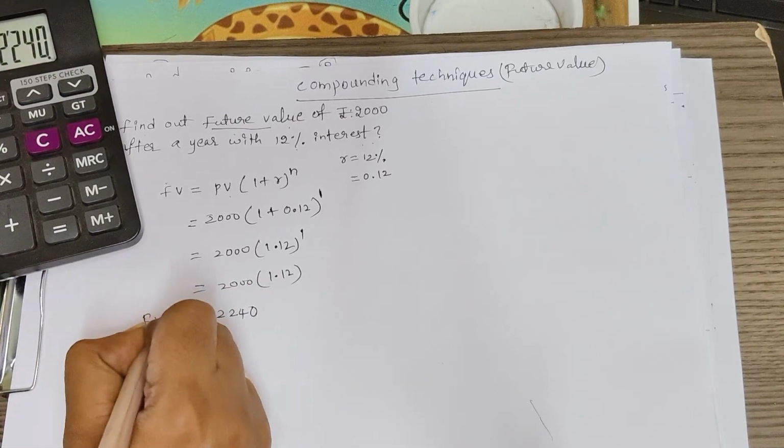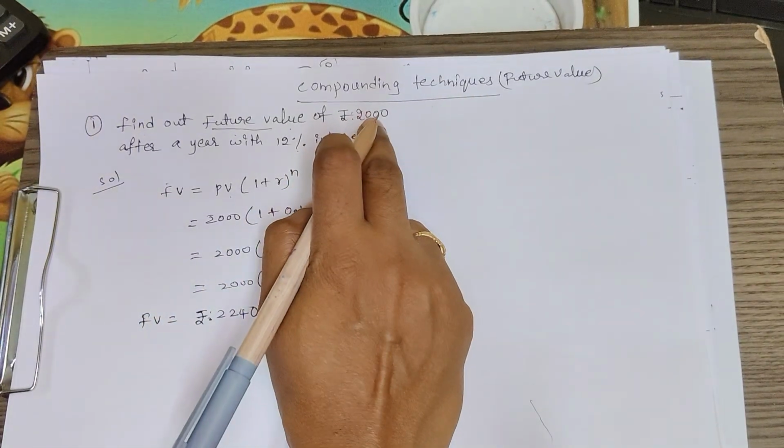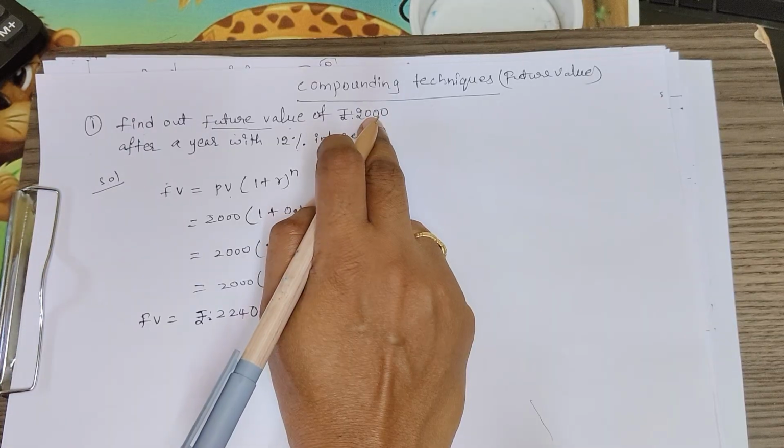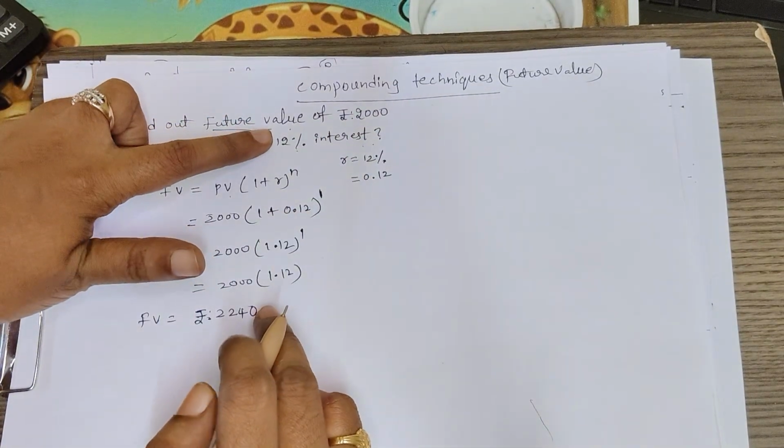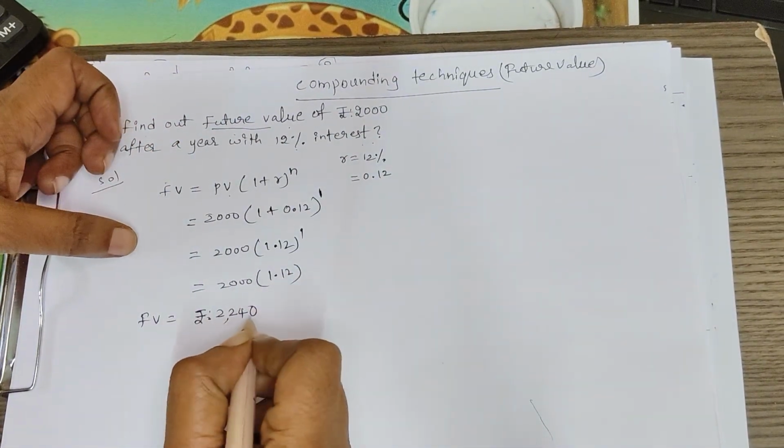Okay, what is this future value? If you invest 2000 this year, in the next year you will receive, with the 12% interest rate, 2240 rupees.